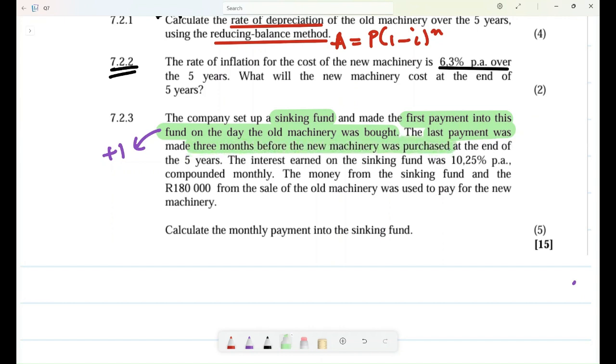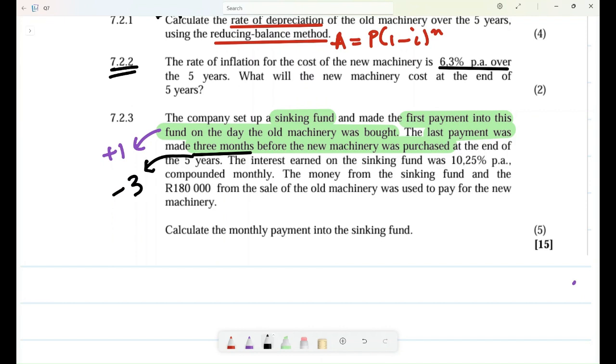Then the last payment was made 3 months before the new machinery was purchased. So whereas the payment was supposed to be made on the day that the machinery was purchased, instead they decided to pay more money such that they end 3 months earlier. So they skipped 3 months that they were supposed to pay, by paying a large amount of money, maybe, so that they stop doing regular payments 3 months earlier. So from this statement we're going to subtract three, because they end 3 months earlier.